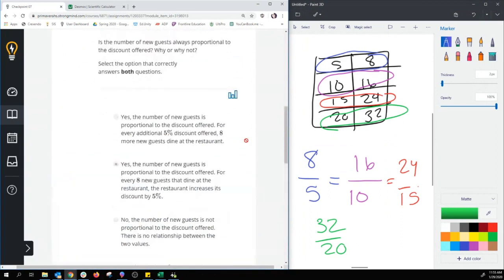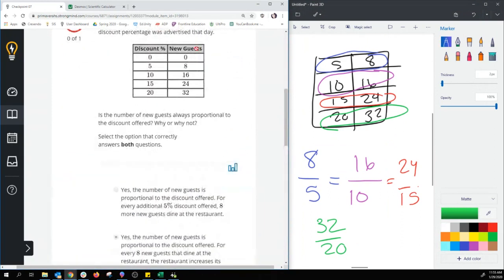So it looks like we're looking at 8 more customers or 8 times as many customers dine in at the restaurant. If I look at the number of new guests, to get from 8 to 16, am I doing 8 times 8 or 8 plus 8 to get to 16? Am I multiplying that there or am I just adding it? I'm going from 8 to 16. I'd be adding it, right? 8 plus 8 gets me 16. If I have 16 plus 8, I get 24.